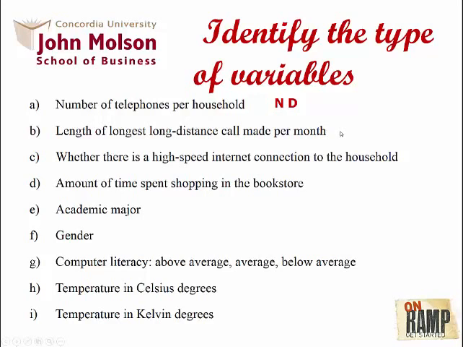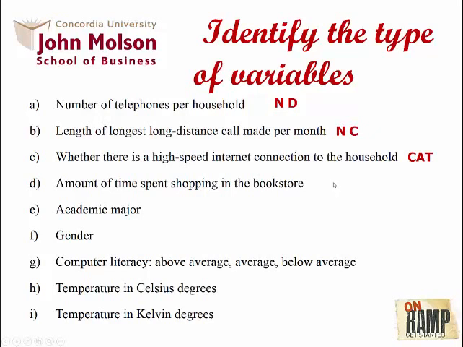Now, it is numerical, definitely, but the length, I can always be more precise. So in this case, it is numerical continuous. Whether there is a high-speed internet in the house. It is a yes or a no. So if it's yes or no, it's categorical.